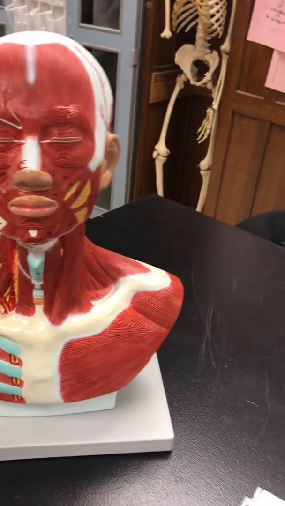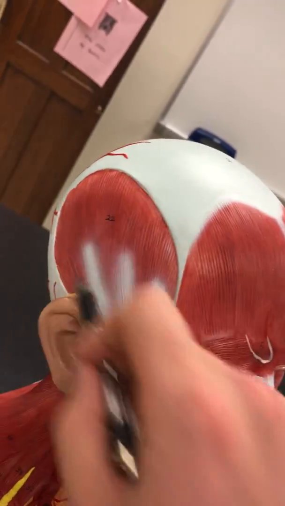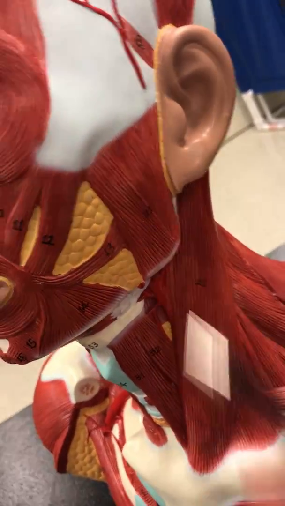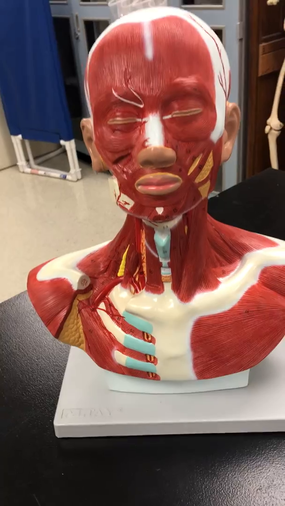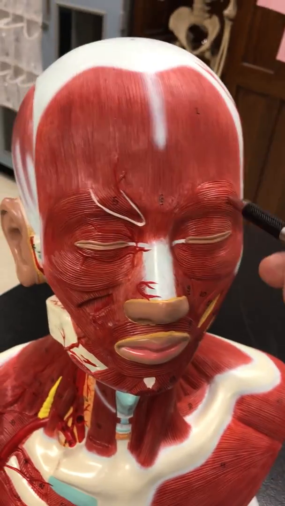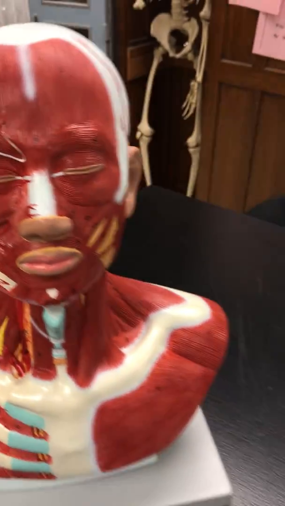So the first one you guys are going to have to be able to identify is the temporalis muscle here, and that's number 22. So that's this whole muscle right here. Next on the list is the masseter at 21, this muscle right there. You got the orbicularis oculi, the first of the circular muscles. Oculi meaning eyes, so it's going to be this muscle here and this muscle here, which is number 4.